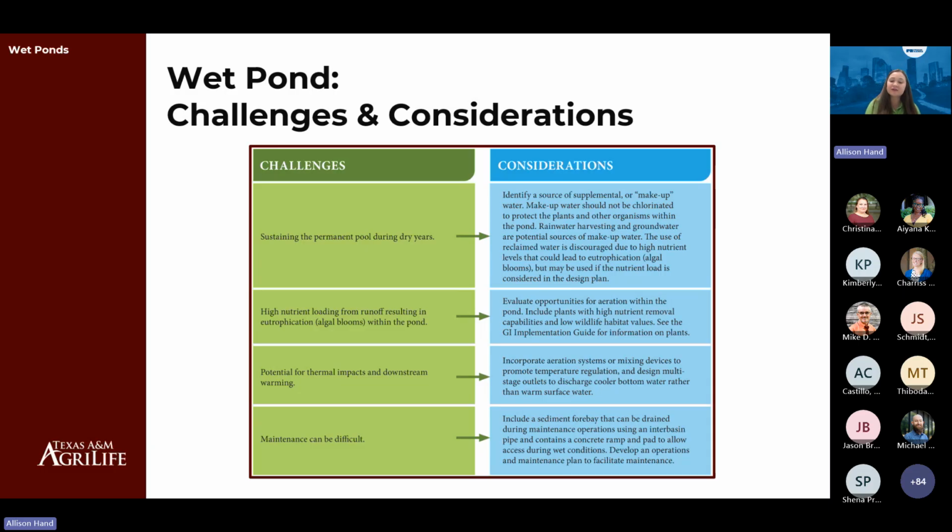Just as with constructed wetlands, controlling your algae bloom is important for wet pond design, maintenance, and overall aesthetics. Aeration may be the solution, but you may be able to select different plants that have a higher nutrient removal capacity as your solution. So this is where the back and forth goes with the implementation guide for some of these decisions that apply across different green infrastructure practices.